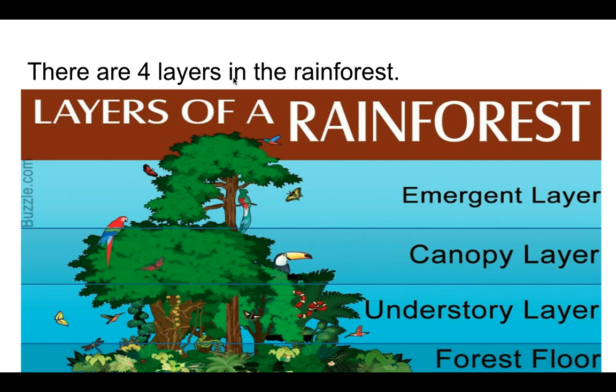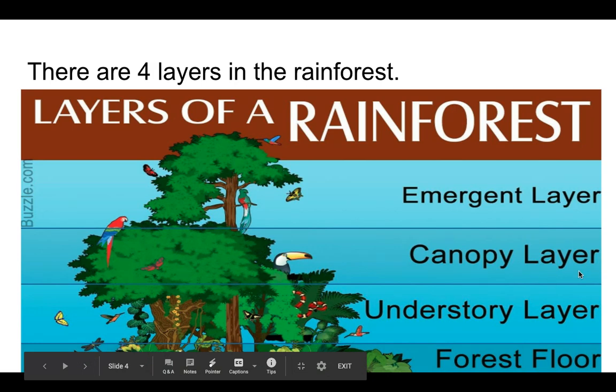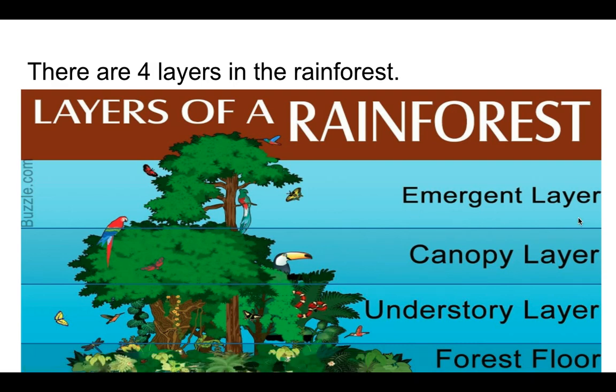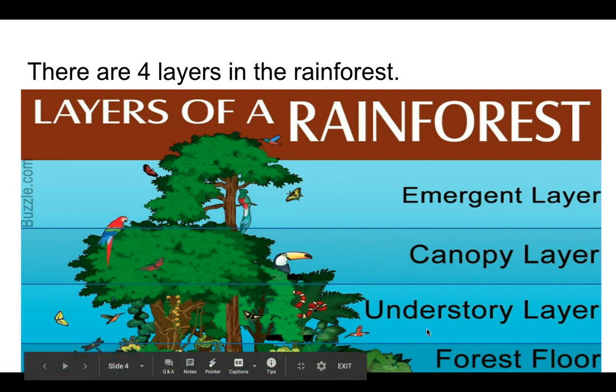There are 4 layers in the rainforest. There's the emergent layer, the canopy layer, the understory layer, and lastly, we have the forest floor. Let's say those all together. First up is the emergent layer. Then is the canopy layer. Then we have the understory layer. And finally, there's the forest floor.